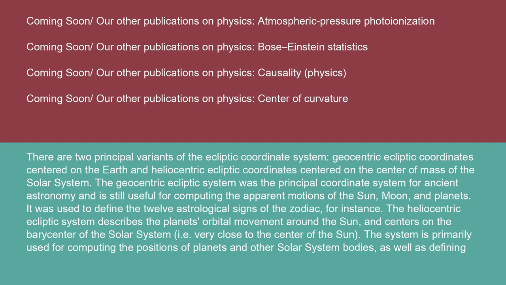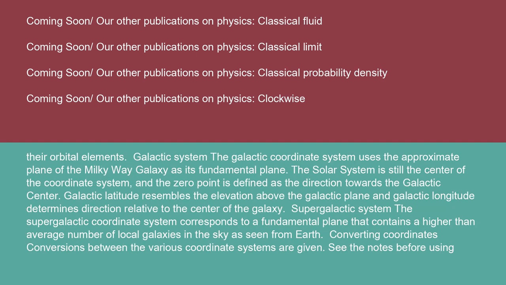The heliocentric ecliptic system describes the planets' orbital movement around the sun and centers on the barycenter of the solar system, i.e. very close to the center of the sun. The system is primarily used for computing the positions of planets and other solar system bodies, as well as defining their orbital elements. Galactic system: the galactic coordinate system uses the approximate plane of the Milky Way galaxy as its fundamental plane.